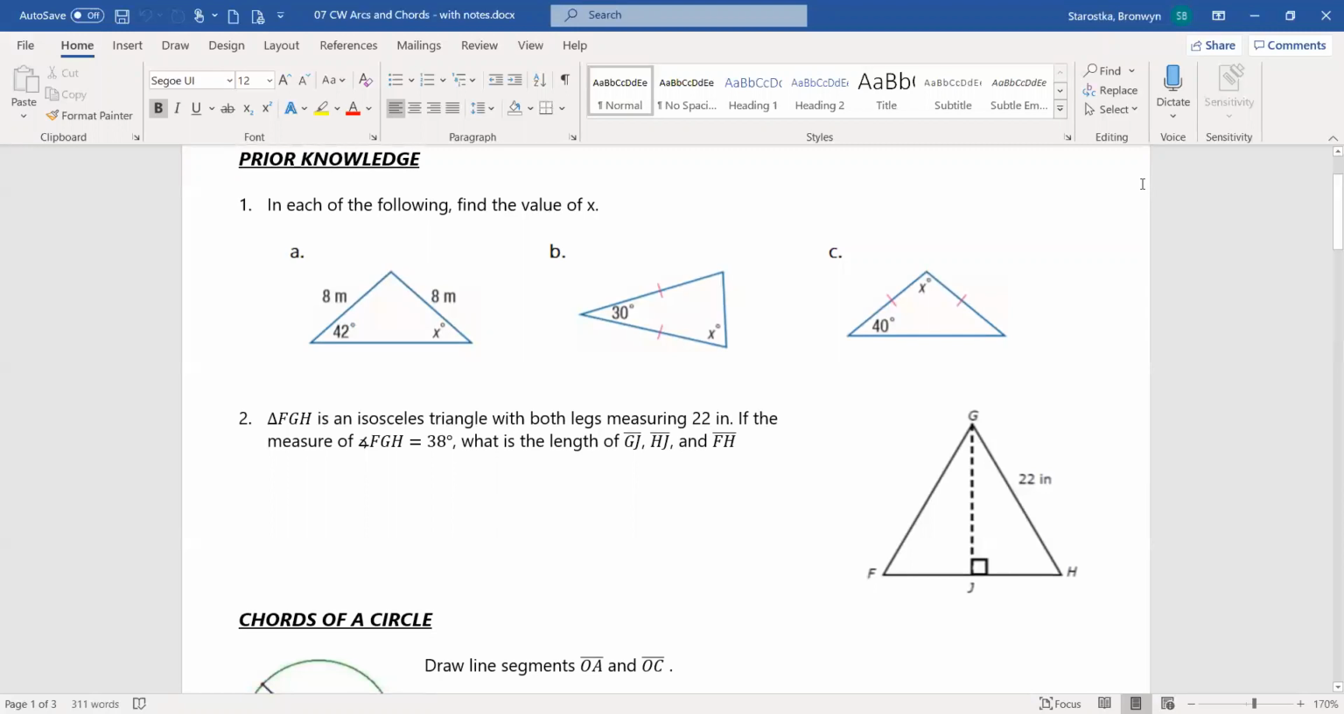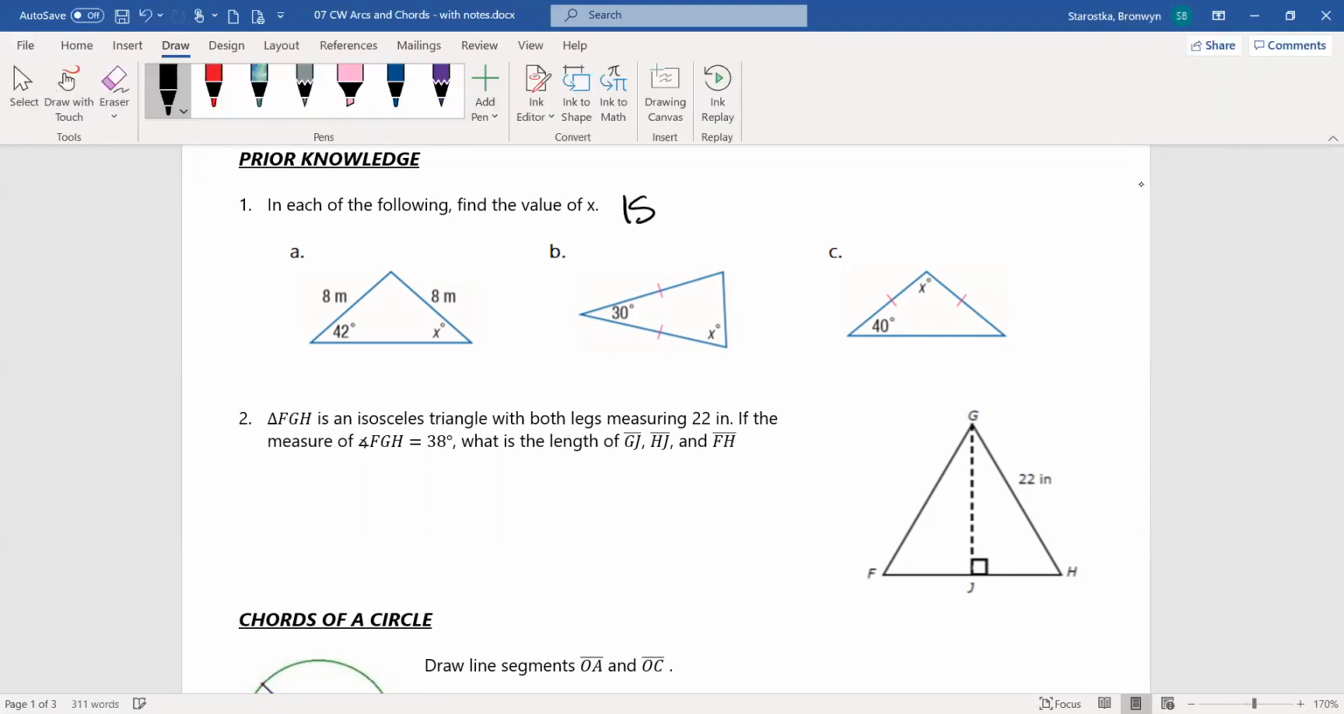So in each of the following, find the value of x. Well, what do we know about A, B, and C? What kind of triangles are those? Because the sides are congruent, those triangles are isosceles. In isosceles triangles, recall the sides are the same length and the base angles are the same. So in A, x would have to equal 42 degrees.